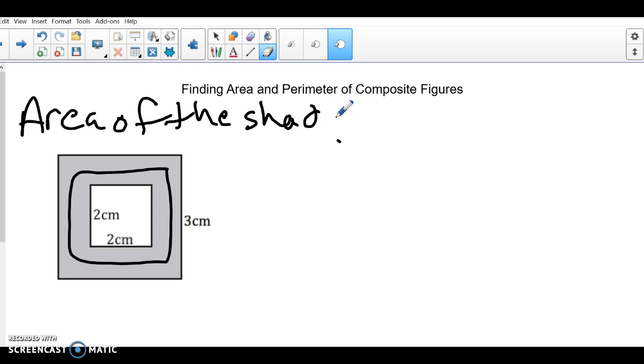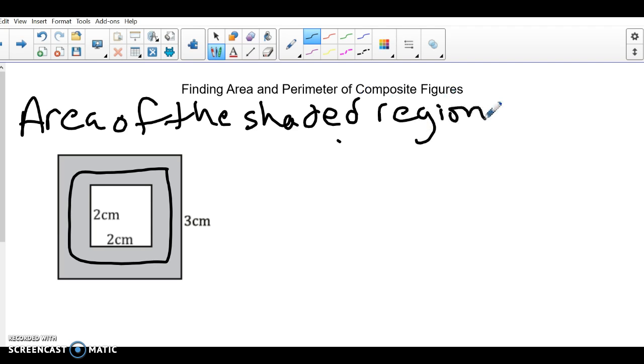So to find the area of the shaded region, what we're going to do is subtract. Before, remember, we found the area of the rectangle and the area of the triangle, and we added them together. Now we have two squares. We're going to find the area of each square, and we're going to subtract them from one another. So let's start with the big square.